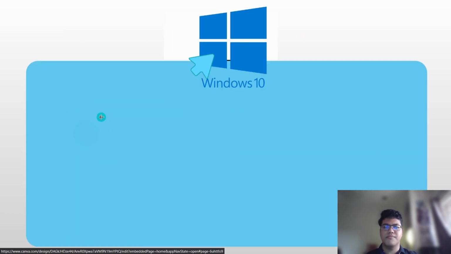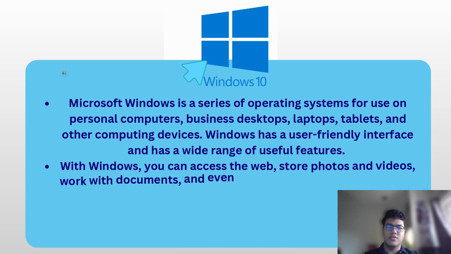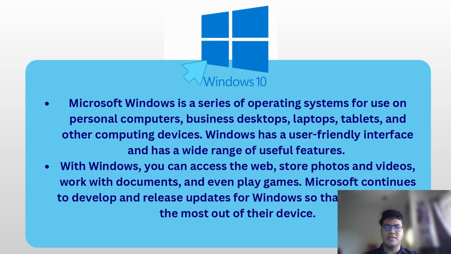We click here. Okay, so Microsoft Windows is a series of operating systems for use on personal computers, business desktops, laptops, tablets, and other computing devices. Windows has a user-friendly interface and has a wide range of useful features. Using Windows, you can access many things, such as accessing the web, storing photos and videos, working with documents, and even playing games, one of the most reasons why people choose Windows. Microsoft continues to develop and release updates for Windows so that users can get the most out of their devices.